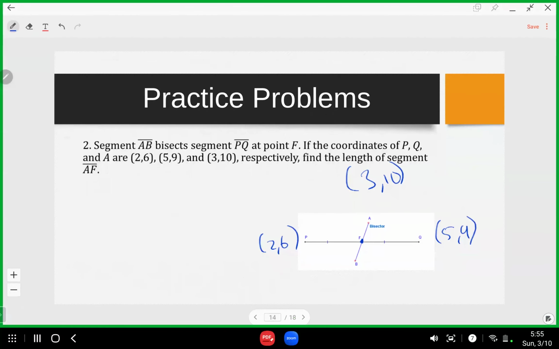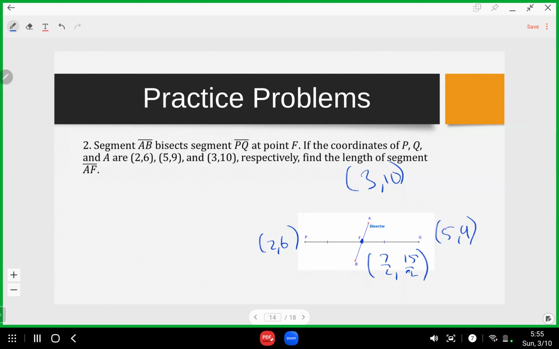So let me see here. You need to find the midpoint. The midpoint would be 7/2 and then 15/2 using our midpoint formula. We add those, okay? And then we find the distance between the midpoint F and A, to find the length of the segment AF, okay? And I'm pretty sure you know how to do that, okay?